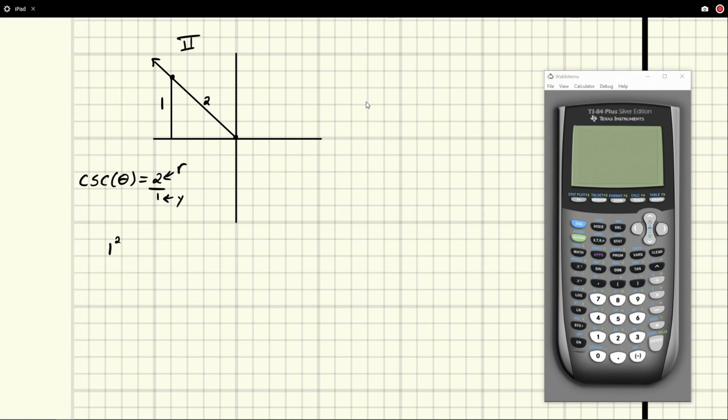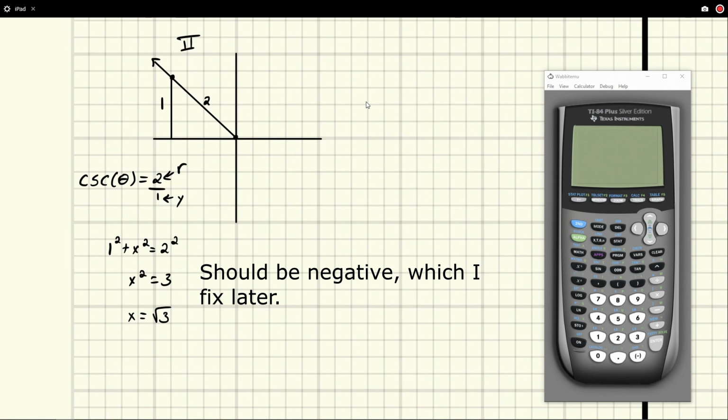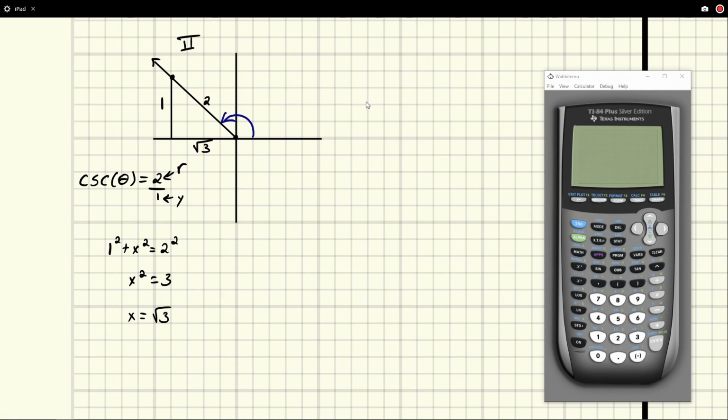So we have 1 squared plus x squared is equal to 2 squared. And so we're going to get x squared, and then this is going to evaluate to 4, and we're going to subtract 1. So we're going to get 3. So x is equal to the square root of 3. So we can replace this x here with the square root of 3. Now, knowing this, we can go ahead and evaluate all our trig functions, right? Because our angle would come around like this and hit here.